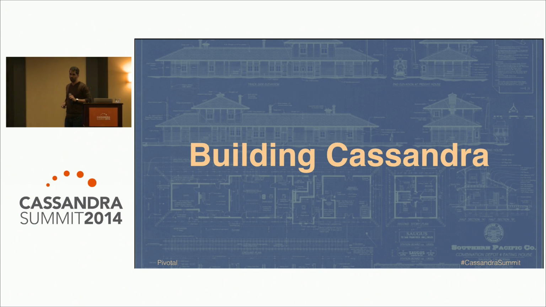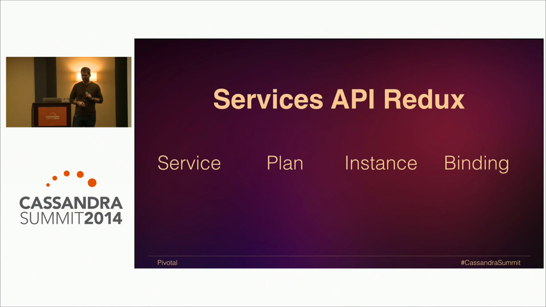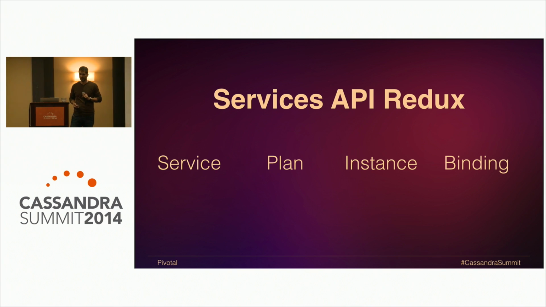So let's talk about how we built Cassandra in terms of the architecture when it's a service that integrates with the platform. So again, I said the services API is actually quite simple. You've got these 4 main terms. You've got the service itself, which is a meta term. It means what exactly is the technology that you're deploying. In this situation, of course, it's Cassandra.